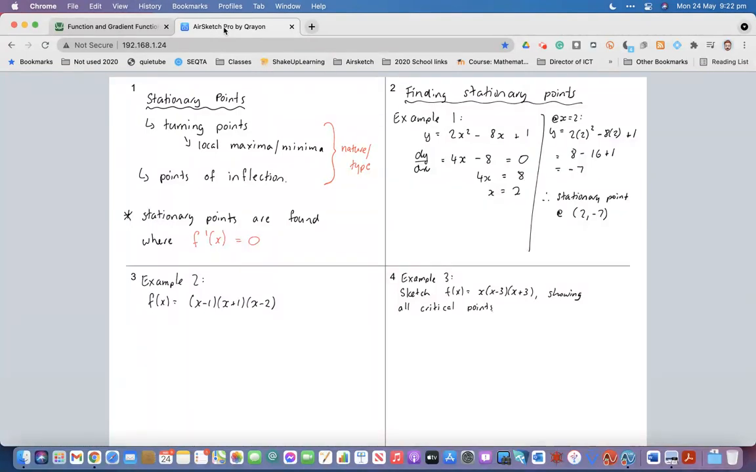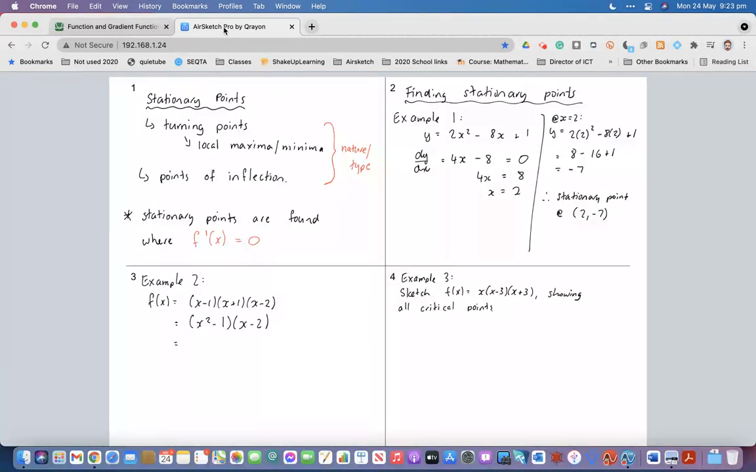Example 2 is x minus 1 times x plus 1 times x minus 2. Find the stationary points. So the first thing to do is find the derivative, except we can't find the derivative when it's in factored form because we don't have the tools for it yet. But if we look at the first two factors, we can see that's just a difference of 2 squares. So that's (x squared minus 1) times (x minus 2).